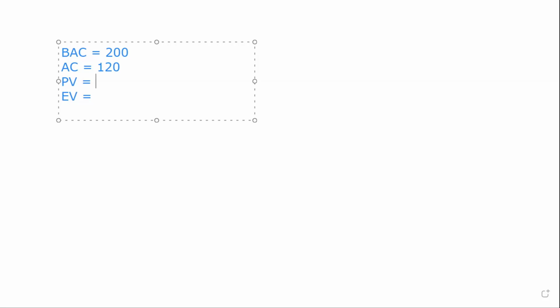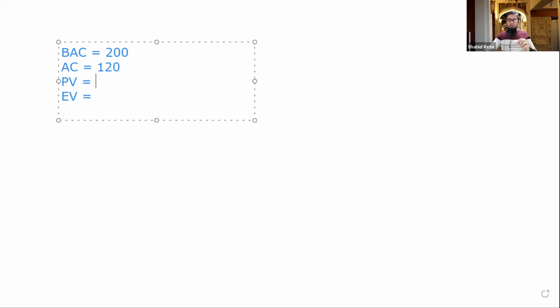Planned value. So what is the planned value? Planned value means value that was planned. So what is the planned value for the second day? We did planning at the beginning of the project that every day we'll spend $50. So planned value after 2 days is 50 plus 50, that means $100, right?